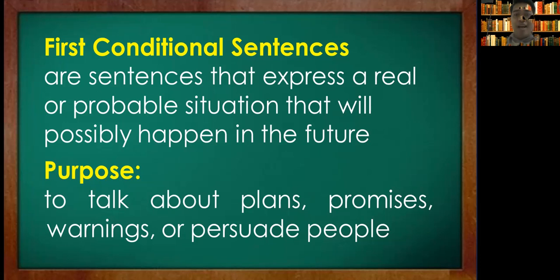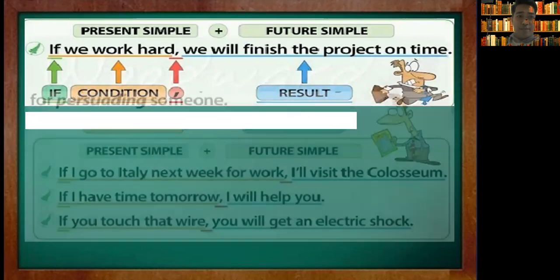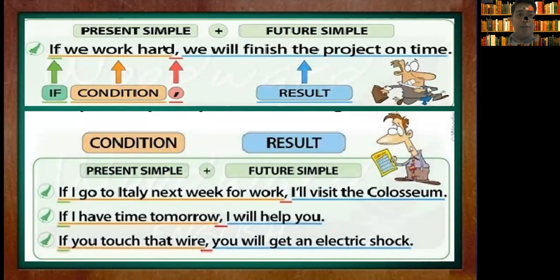Okay, so let's start with the structure of the first conditional type of sentence. If you see here, basically there are two parts. The condition clause. Clause means like the group of words, and the result clause. So let's start with the condition clause. If we work hard, this clause becomes a condition clause because of the word if. So if there is no if, that can never be a condition clause, okay? But actually sometimes it can be when, so either if or when. But generally we use if in the condition clause.